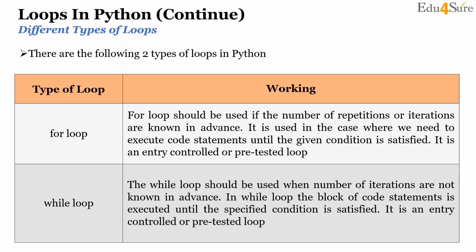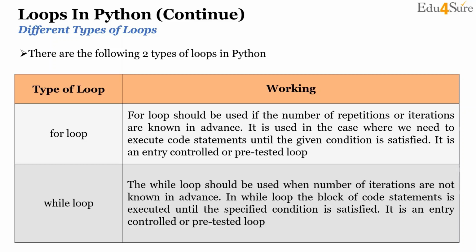As compared to for loop, let's talk about what is while loop. The while loop should be used when the number of iterations is not known in advance. In while loop, the block of code statements is executed until the specified condition is satisfied. It is an entry controlled or pre-tested loop.